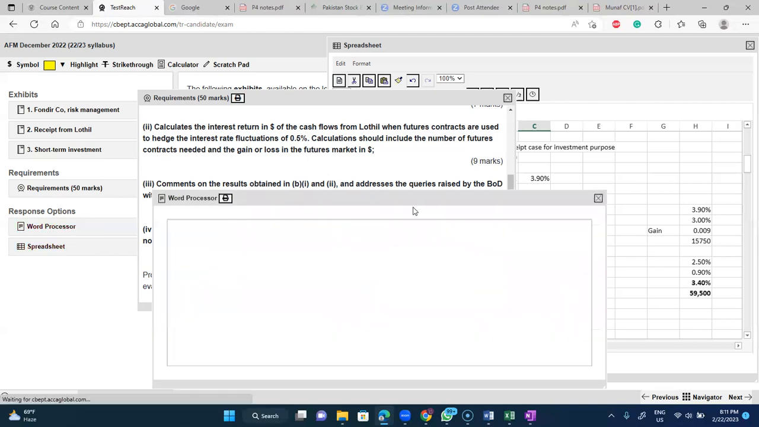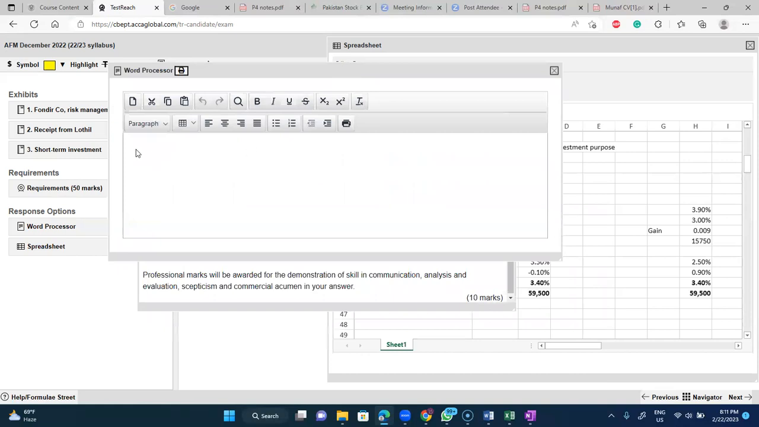So how to make the report? Part B. Report to the board of directors, founder company. Simply, you can write this. Okay, now instead of writing the subject, you can directly write the introduction.